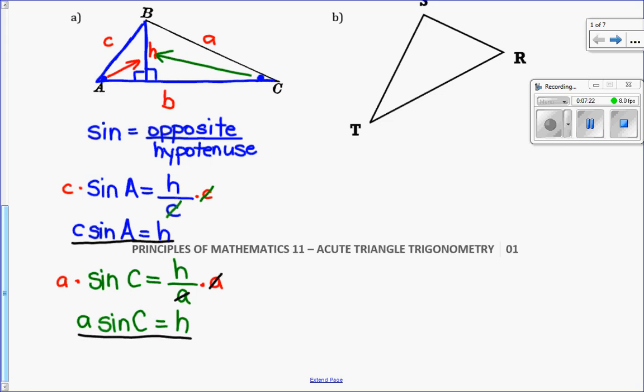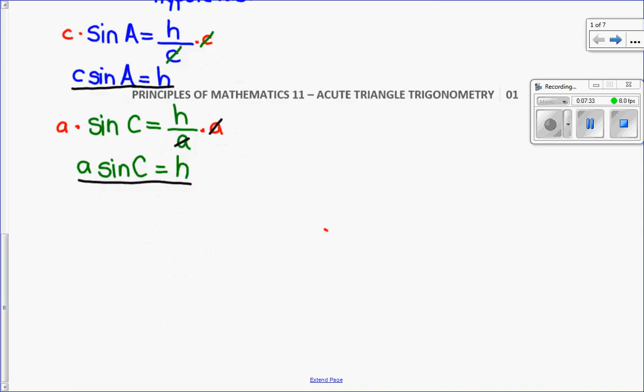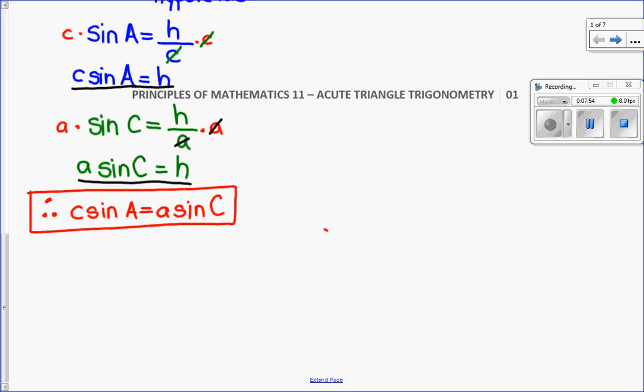Well, if those both equal H, then really I can say they equal each other through substitution, right? So I can say in that case, C times sine A is the same thing as A times sine C. They both equal H, so they must equal each other. This is my final statement, my conclusion, so I'm going to say, therefore, C sine A, in other words, side length C times the sine of A, is the same thing as side length A times the sine of C. Are you seeing a bit of a pattern there?